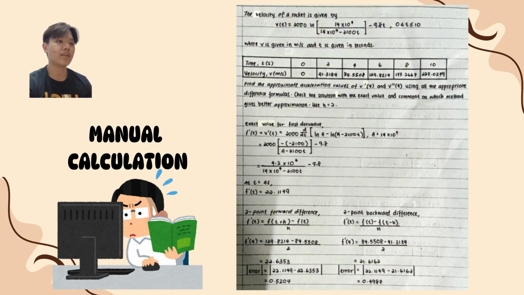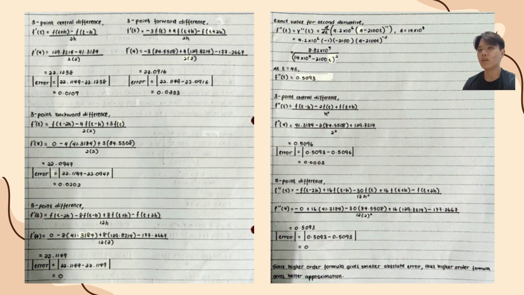First of all, we need to find the exact value for the first derivative. Then, using the given t value and the appropriate step size of h equal to 2, we find the 2-point forward and 2-point backward difference values and their respective absolute errors. Next, for the 3-point central difference, 3-point forward difference, 3-point backward difference, and also the 5-point difference, the same method is used, and we also find the respective absolute errors.